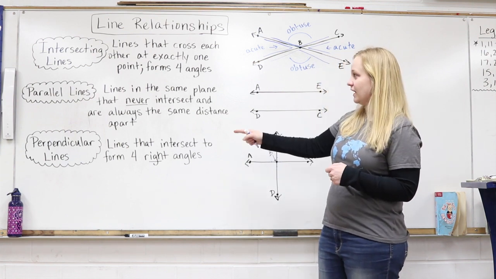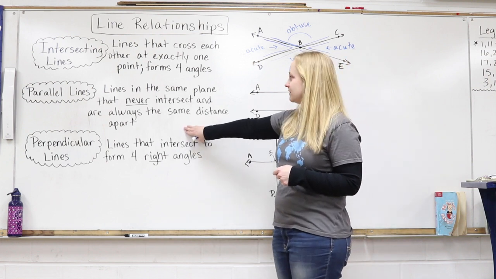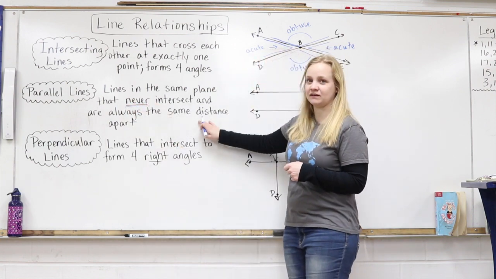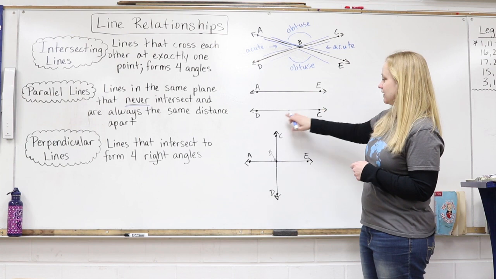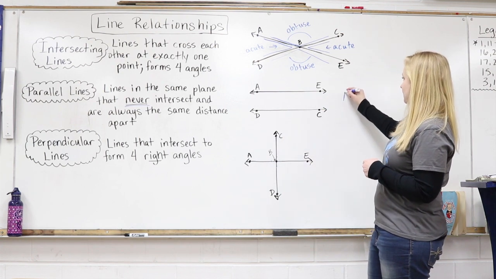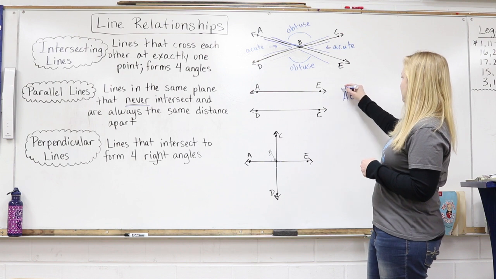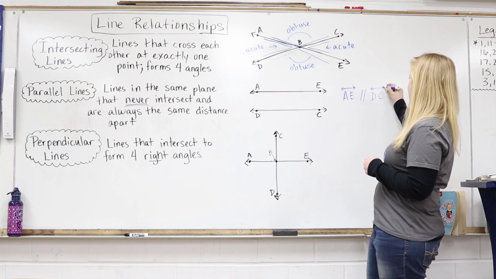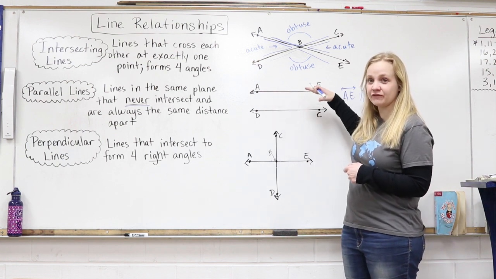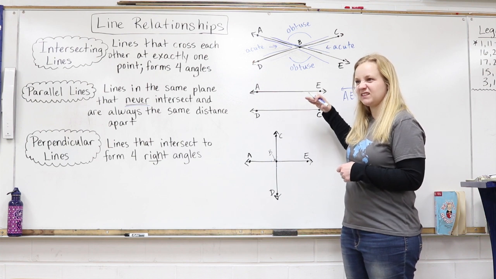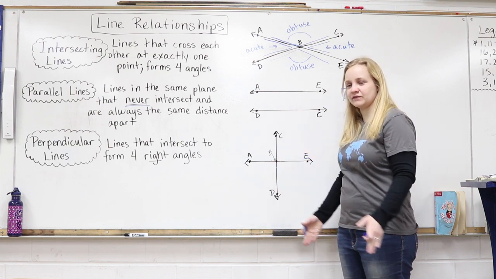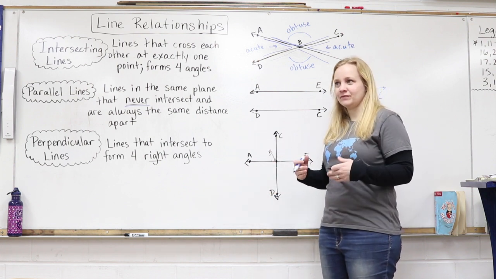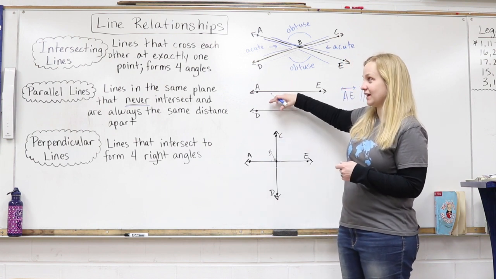Our next one is parallel lines. The definition is lines in the same plane that never intersect and are always the same distance apart. So line AE is parallel to, you might see this sign, line DC. That means they're never ever going to touch no matter how far they go on. A good way to think about these is like train tracks or the edges of a sidewalk. They can never get closer because then you're not going to have train tracks or a sidewalk anymore. You're going to have a wreck.